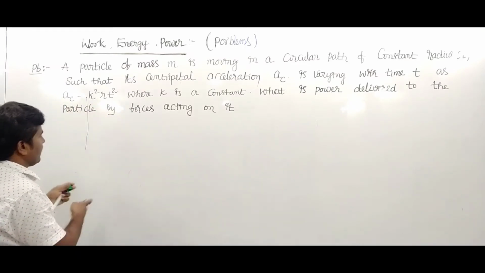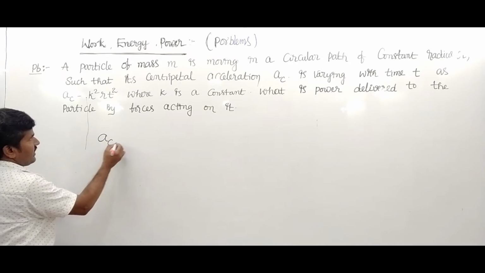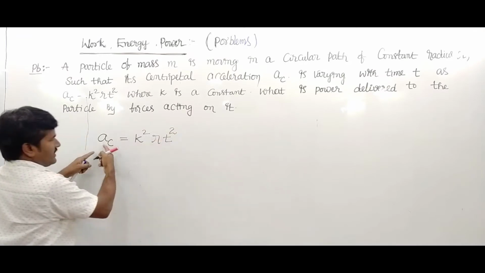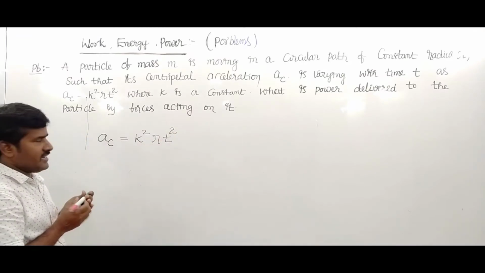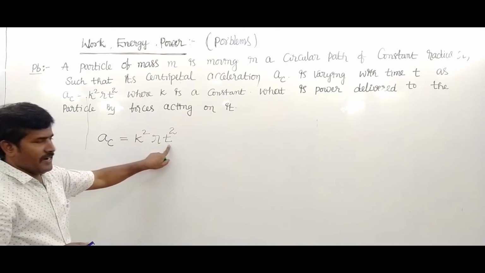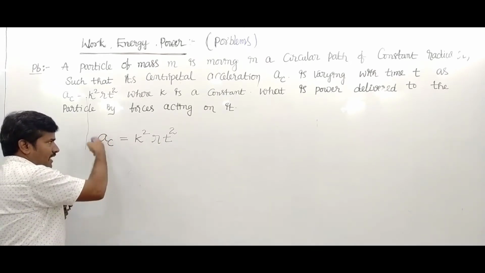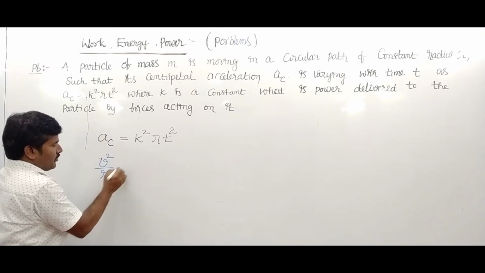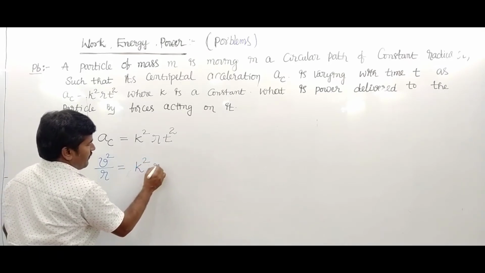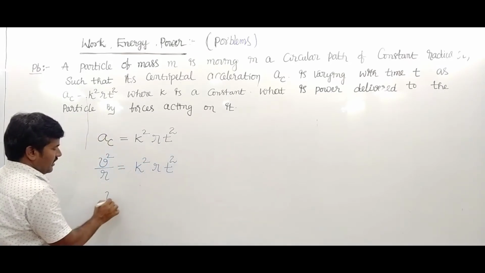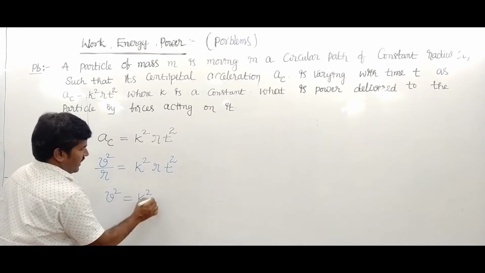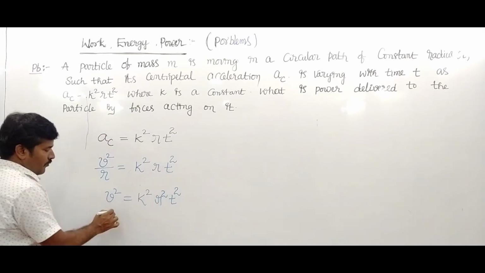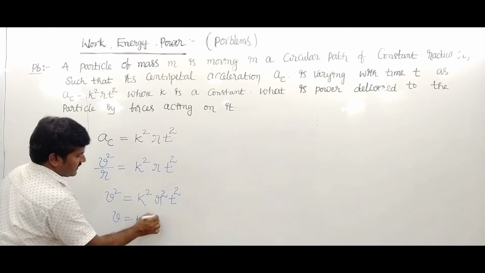Centripetal acceleration is variable, it is a_c equals k square r t square. The acceleration is time dependent. When acceleration is time dependent, it is variable, so it is non-uniform circular motion. k square r into r square into t square, so v is written as k r t.